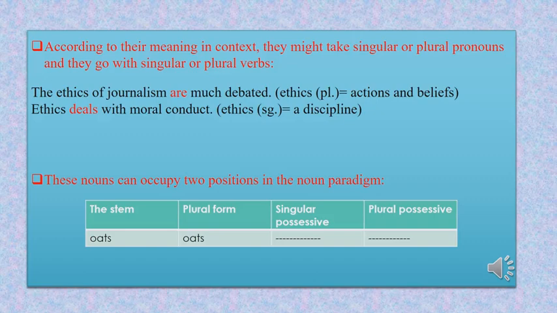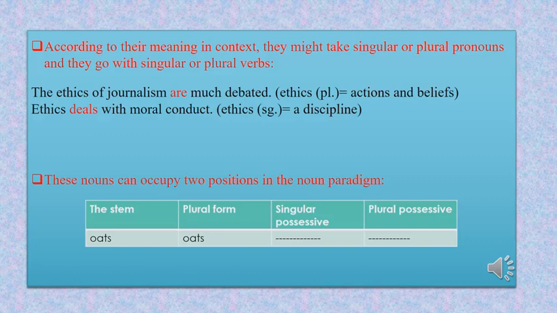For example, the ethics of journalism are much debated. Ethics here refers to actions and beliefs. It is plural because we have the plural verb are used in this sentence. So here we are talking about the actions and beliefs. Ethics deals with moral conduct. Deals is a verb with S, third person singular, which means that ethics in this sentence is singular. It refers to a discipline. So here ethics is singular, but ethics in the first sentence is plural.